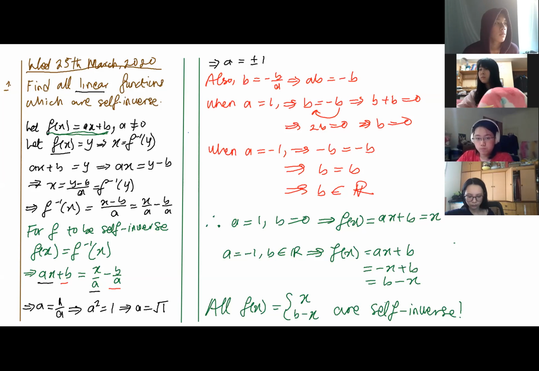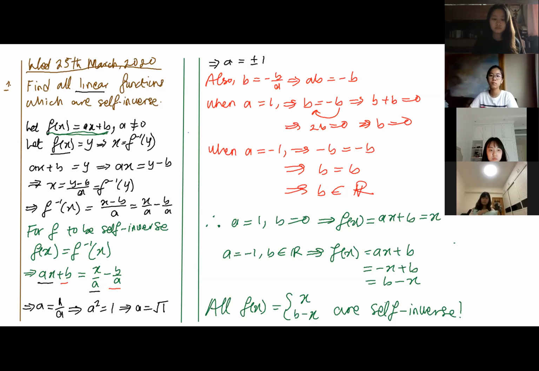Does anybody still need any minute to write something, or is everybody okay? Okay, all right, so let's move to the next one. The next one is, under what condition is the rational function y equals (ax plus b) divided by (cx plus d) self-inverse? Has anyone tried it?